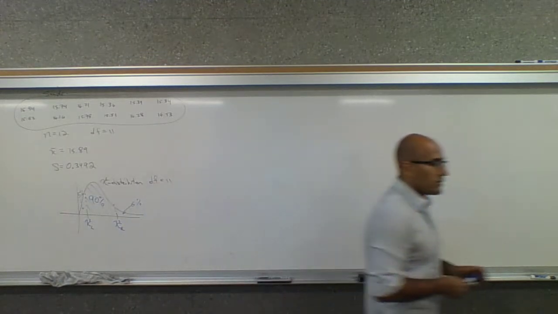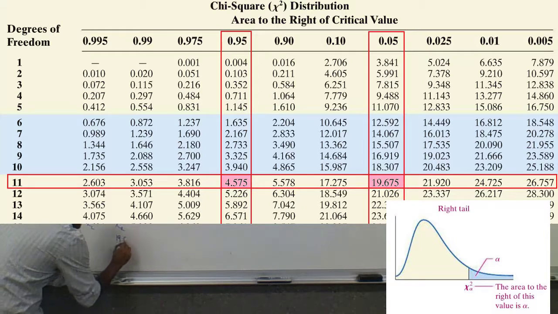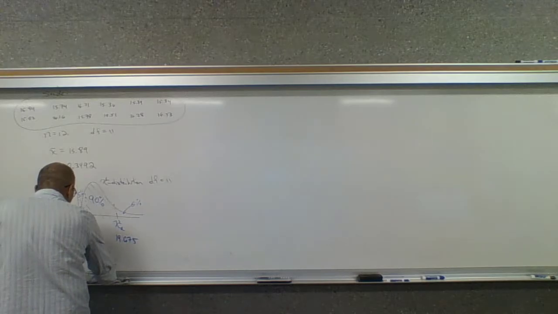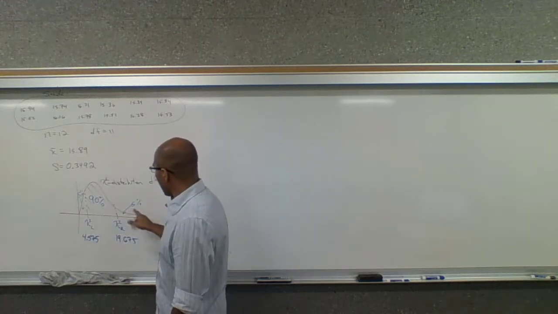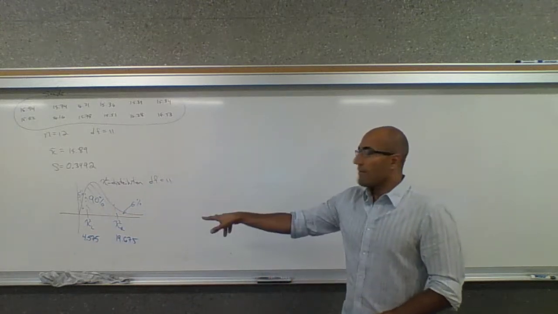So now we've got to go to our table. The first thing we have to do is go down to 11 degrees of freedom. That's what we're working with here. And then we've got to find the area to the right equal to 0.05. That's this one. So I get 19.675 for the right one. And on the left one, I get 0.95, 4.575. So it's 0.05 and 0.95, the areas to the right. Okay, so we have those two values.